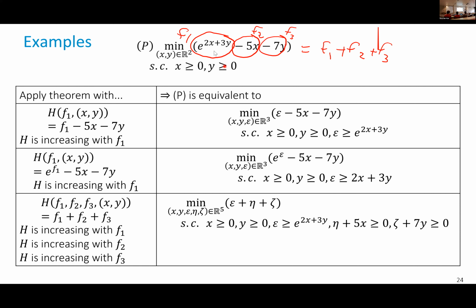And the question is, when I do this decomposition, is it increasing with F? Does increasing F2 increase the total objective function? So it's completely independent of what is inside F2. Exactly, exactly.